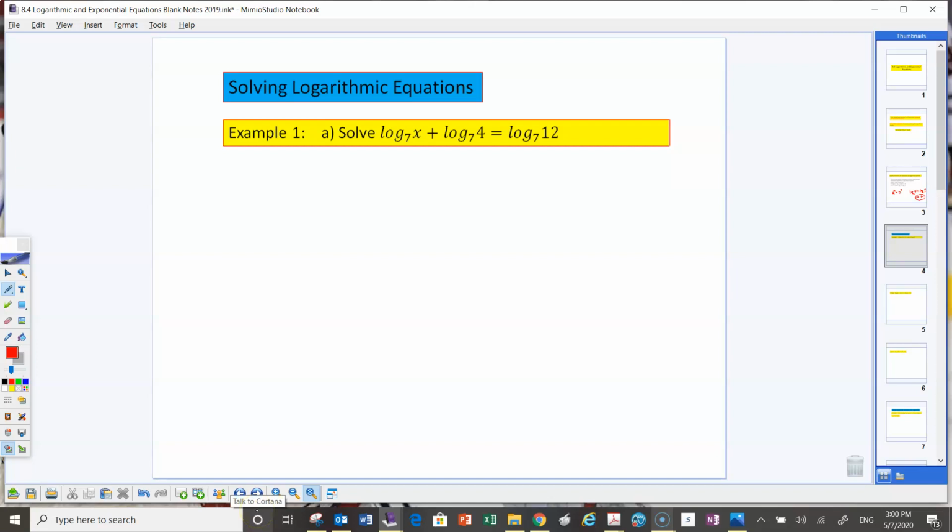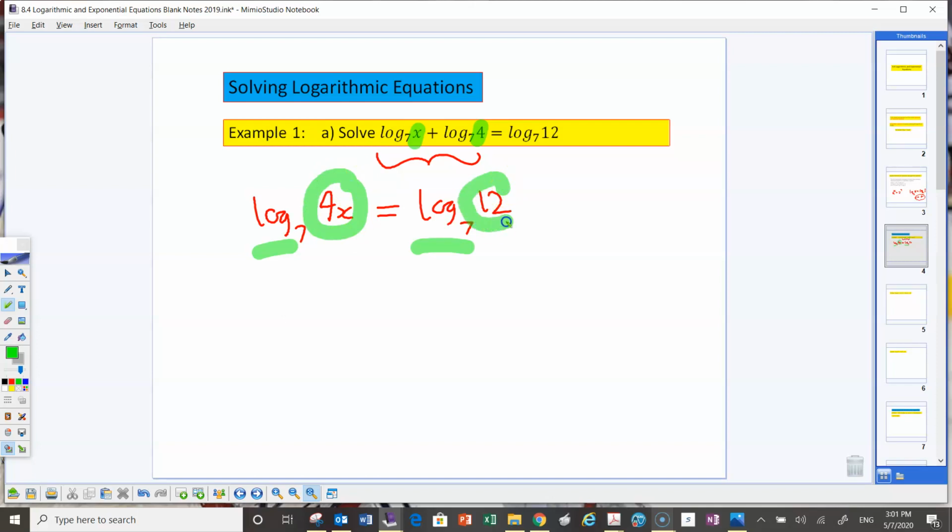Alright, so let's take a look at our first example. We are asked to solve this logarithmic equation, so we're going to be using our logarithm laws to help us do this. So I want to get one single logarithm on this side. To do that, I can combine these two because I'm adding, if I multiply the 4 and the x together. So therefore log base 7 of 4x equals log base 7 of 12. And now I have a single logarithm of base 7 on each side, which means the inside parts of the logs have to be equal. So 4x equals 12. Therefore, x equals 3.